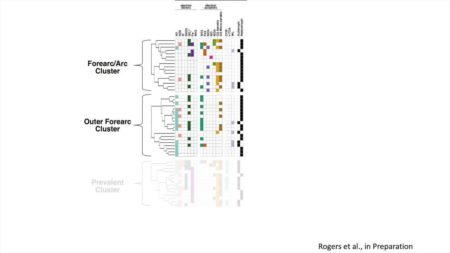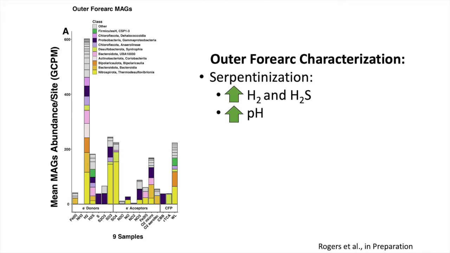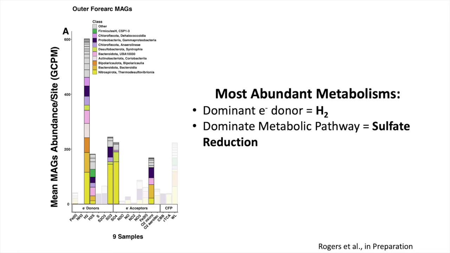Next, we wanted to see if there were differences in the distribution patterns of metabolic processes in each of these clusters. The outer forearc is characterized by serpentinization, and serpentinization produces hydrogen and sometimes hydrogen sulfide, and this increases the pH of the system. And we find that the metabolic predictions reflect the geochemical parameters of the outer forearc. For example, the dominant electron donor was predicted to be hydrogen, and the dominant metabolic pathway turned out to be sulfate reduction.